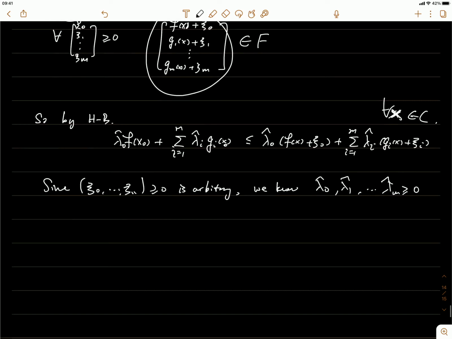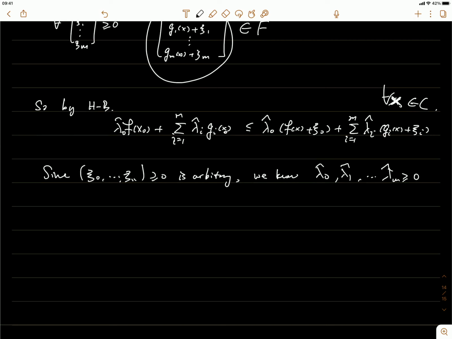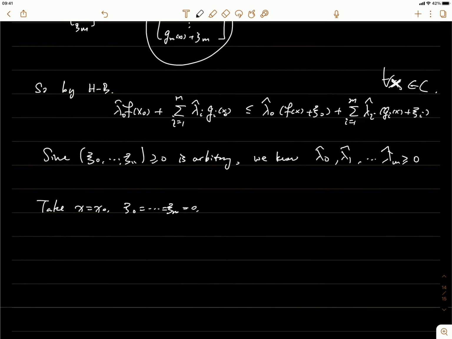But before doing that, let's look at this inequality one more time. Say if we take the x on the right hand side to be x naught, and also take the c to be zeros. Okay, take x to be x naught, and the c to be zero, then what do we have on the, let's say this, let me say in this way.